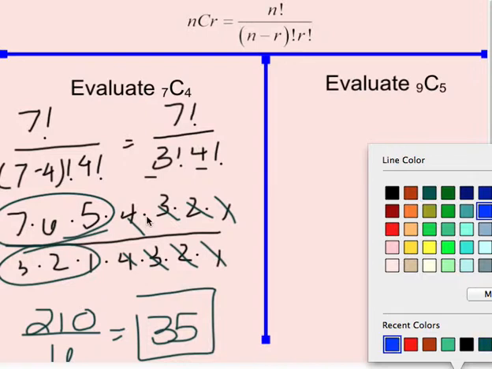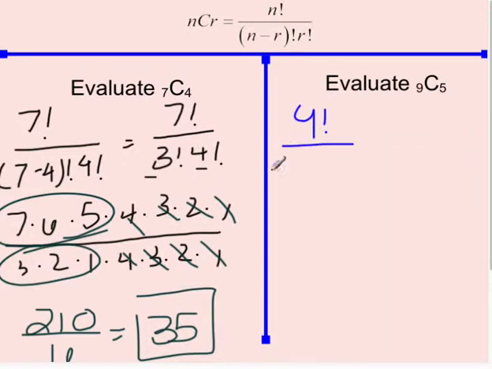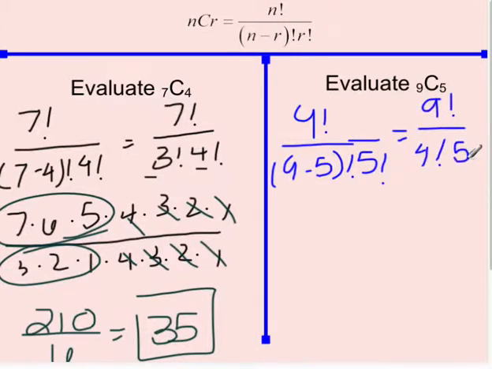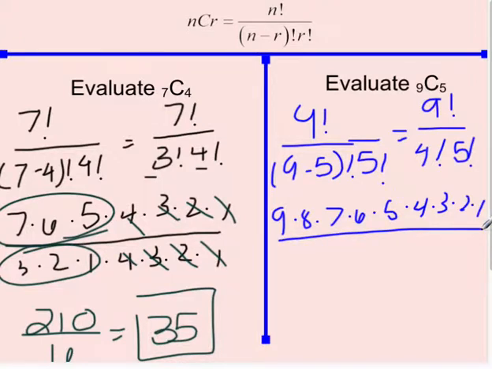So for number 9, we're going to have 9 factorial divided by 9 minus 5 factorial times 5 factorial. So that's going to give us 9 factorial divided by 4 factorial and then 5 factorial. So then what we need to do next is simplify this out. So we have 9 times 8 times 7 times 6 times 5 times 4 times 3 times 2 times 1. Then we're going to write out the two different factorials. So we have 4 times 3 times 2 times 1. Then we have 5 factorial, which is 5 times 4 times 3 times 2 times 1. Well, we can cross off the bigger one, which is 5 times 4 times 3 times 2 times 1.